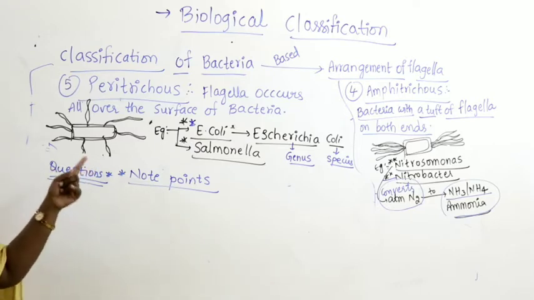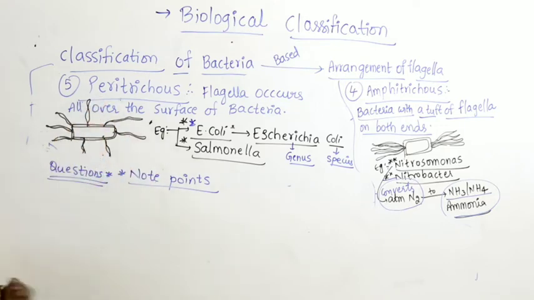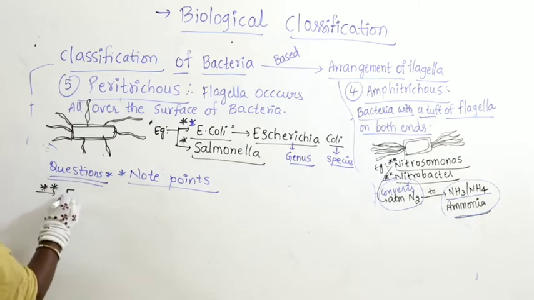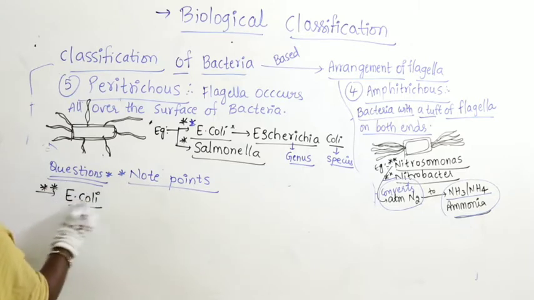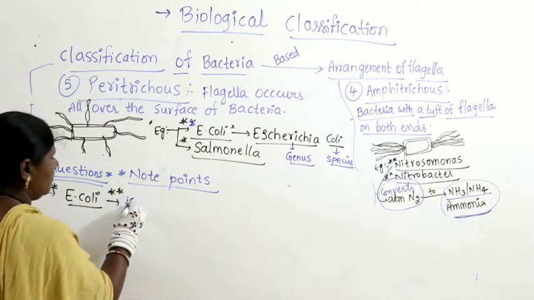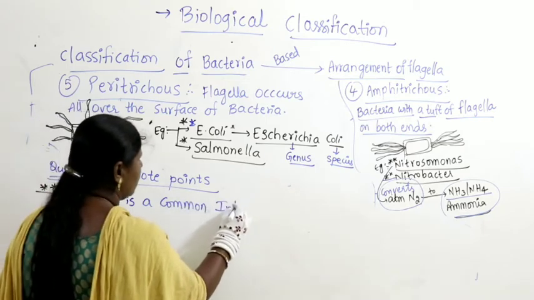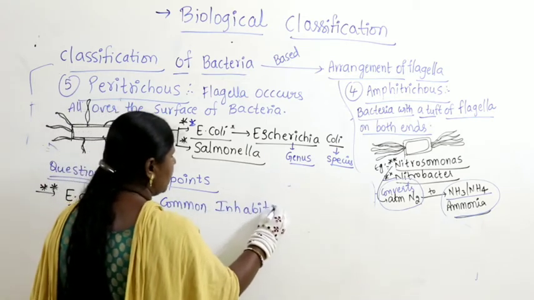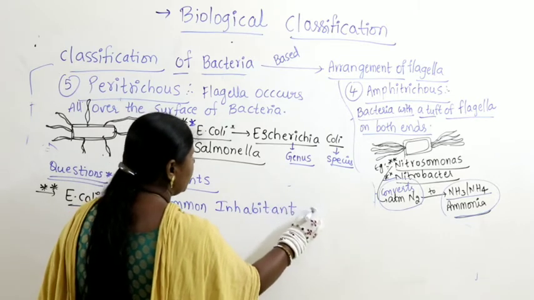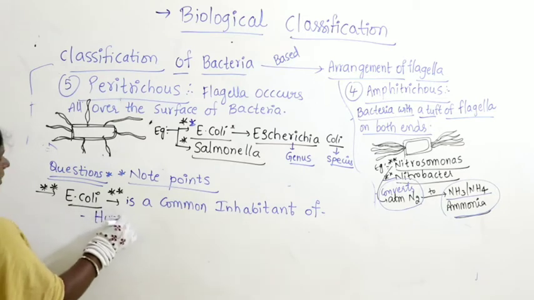Now if you take E. coli is peritrichous, Salmonella is peritrichous. Now let us talk about an important statement about E. coli. E. coli is a common inhabitant of human intestine.